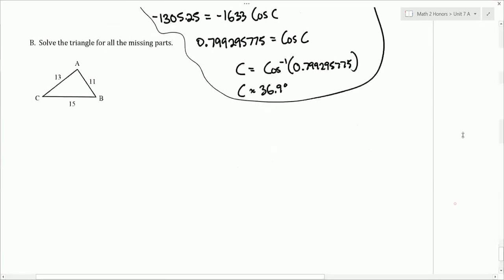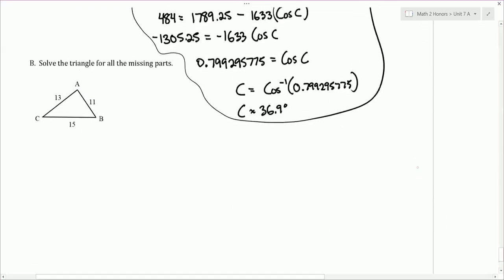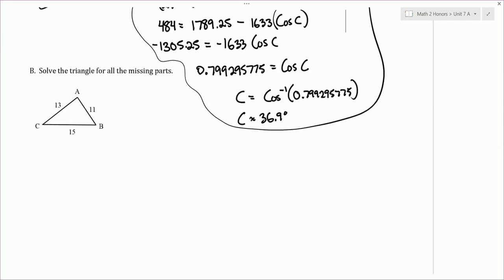And last one, part B here. Here we have three side lengths, so we need to find all three angle measurements. So we need the measure of angle A, measure of angle B, and the measure of angle C. Go after the smallest angle first, which would be angle C.